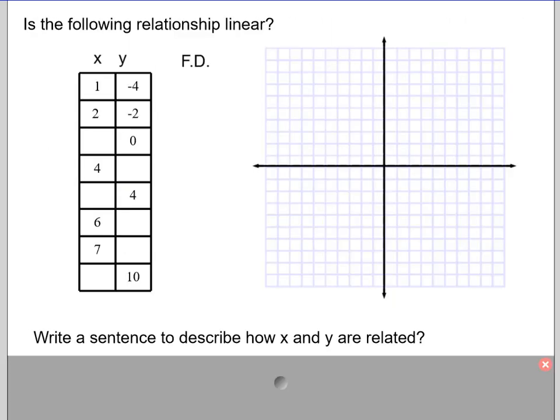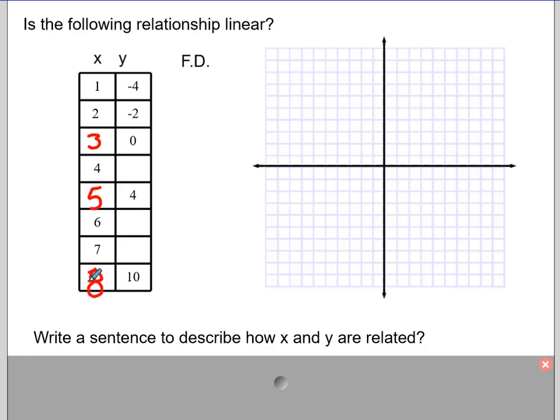So is the following relationship linear? Now you can probably look at this table of values here. There's some pieces missing, but normally if you have 3 pieces of information in a row, you can start to make a little bit of a prediction of what's happening. So if I look at the first column, the x column, 1, 2, blank, 4. Okay, well we can probably guess that's a 3. So 1, 2, 3, 4, blank, 6. Well, we can go 5, 6, 7, 8. So that wasn't too bad to fill in.